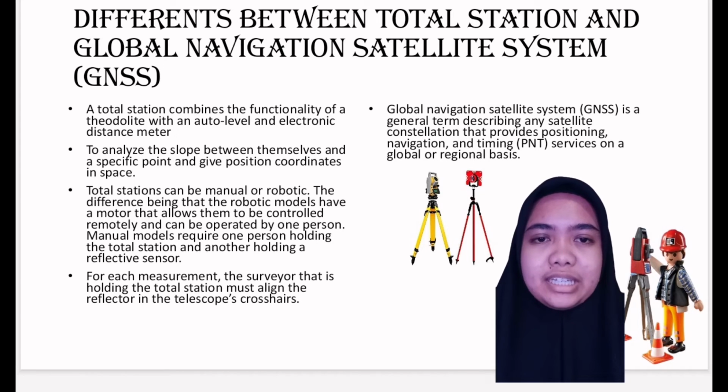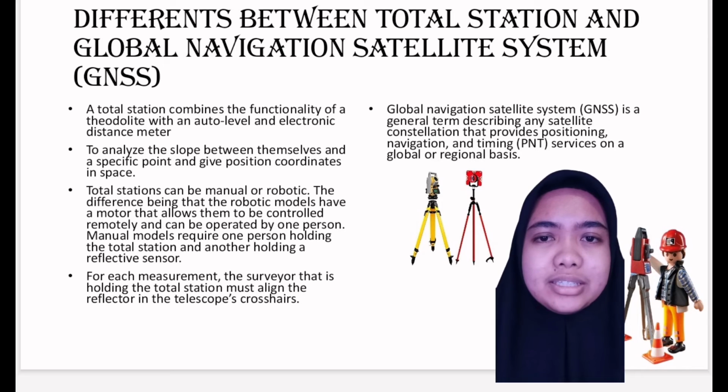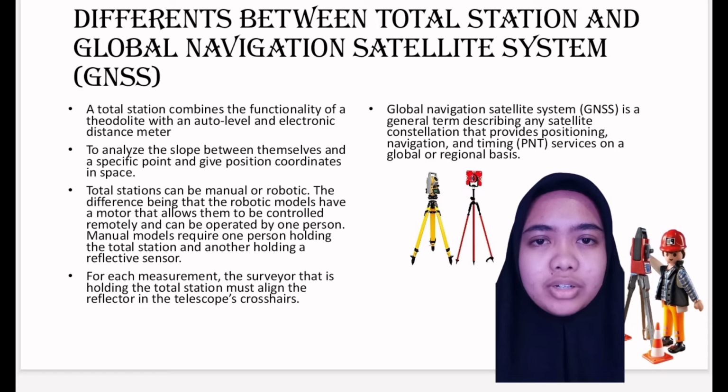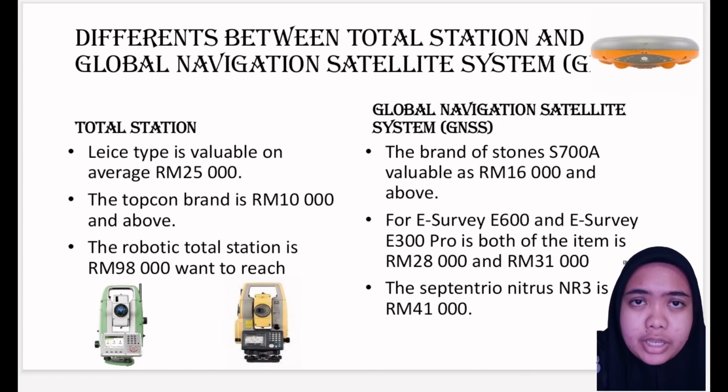Global Navigation Satellite System (GNSS) is a general term describing any satellite constellation that provides positioning, navigation, and timing (PNT) service on a global or regional basis.